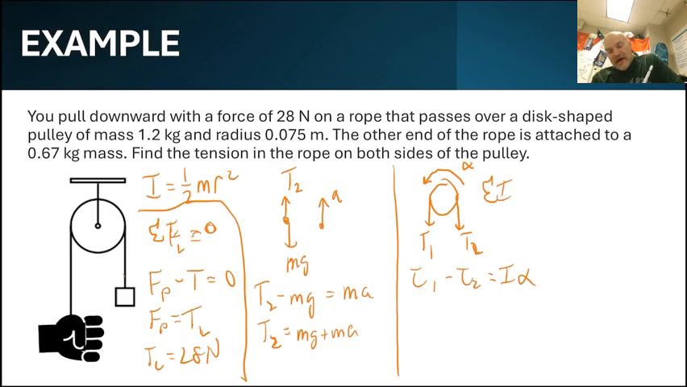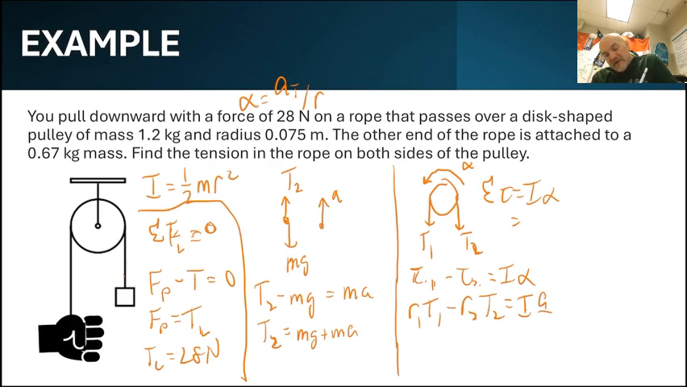Again, sum of the torques, keep screwing that up, sum of the torques is equal to I times alpha. But remember, alpha will be translational over radius. Okay, and so I can substitute that in. Let's just substitute in all of our equations so we can kind of move forward with the problem. I erased half of it. So this is R1 T1 minus R2 T2 equals I times A over R.